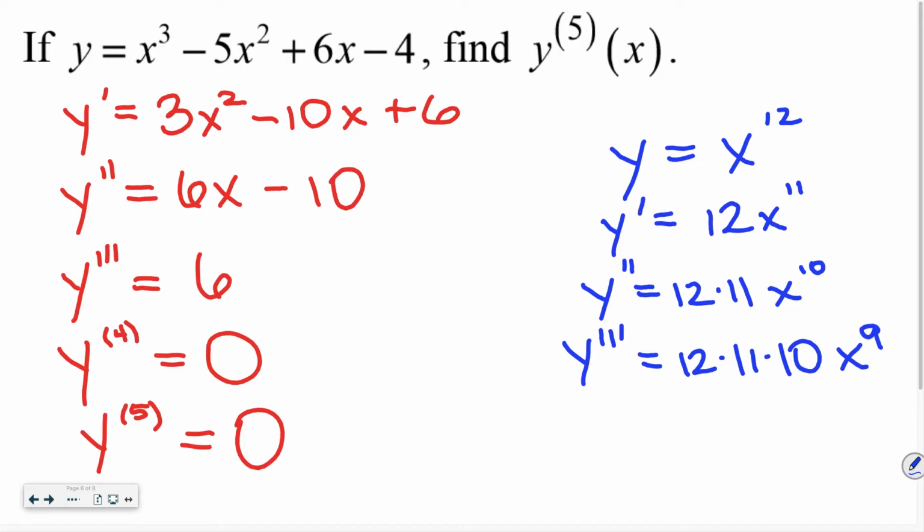Well, if we got all the way down to like the 12th derivative, you could just say 12 factorial. So like on a test, we could just leave it as 12 times 11 times 10 times x to the 9th power. Or do we need to multiply it out? Well, if you have your calculator, yeah, you're going to multiply it out. Without a calculator, I wouldn't get too upset about it. Okay.